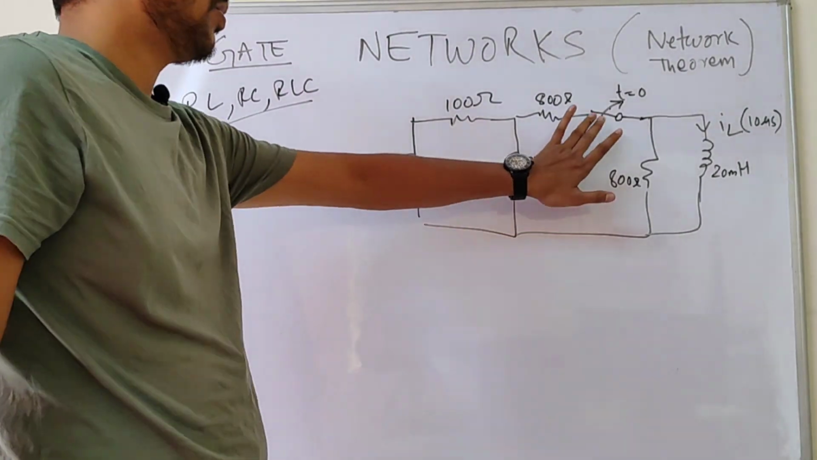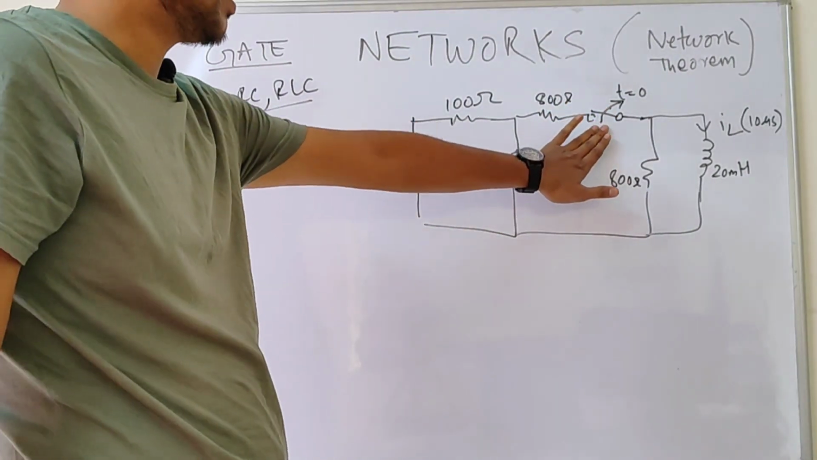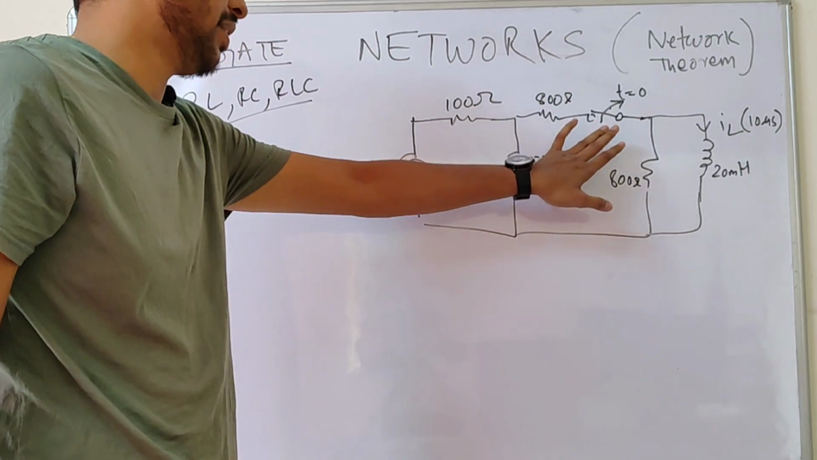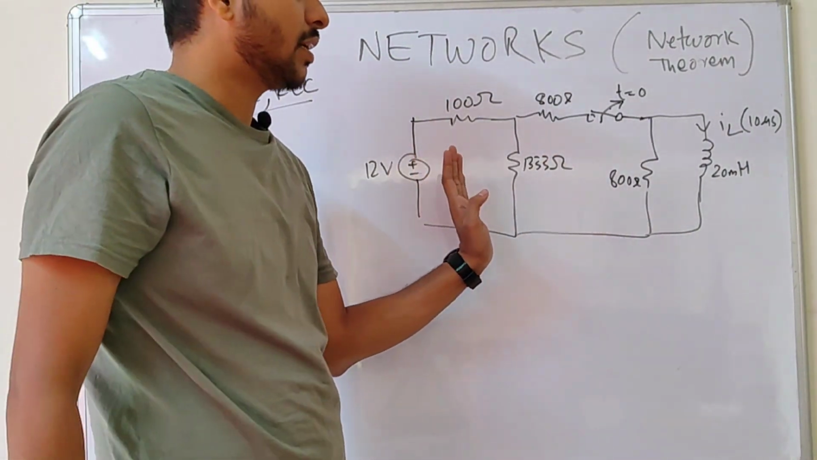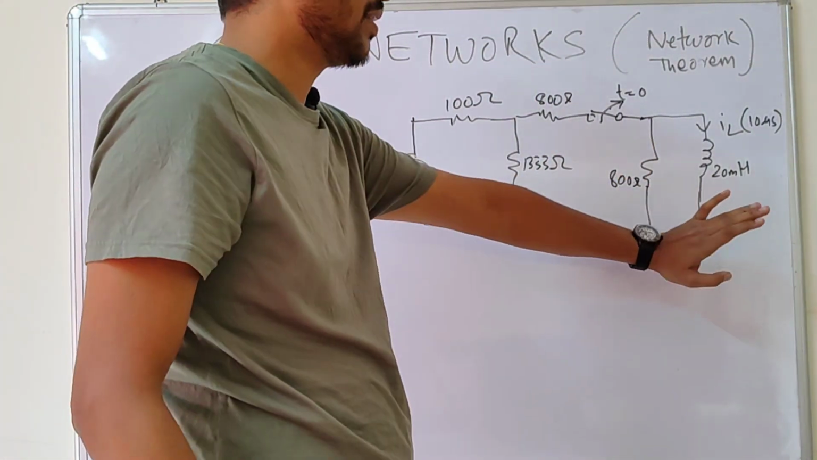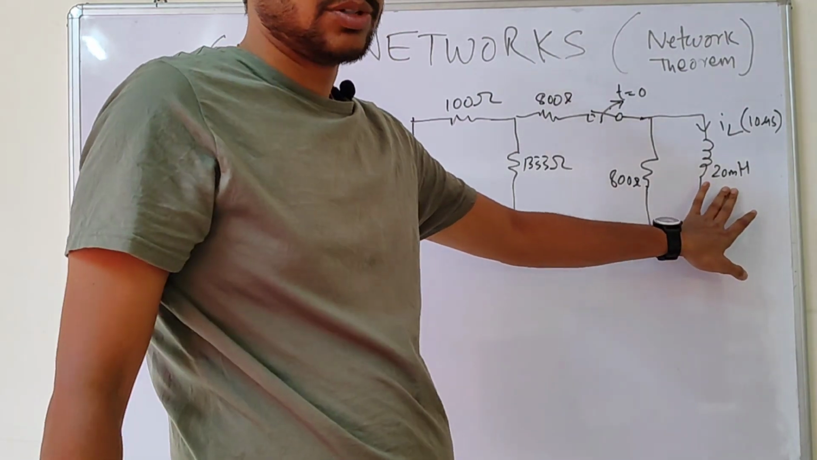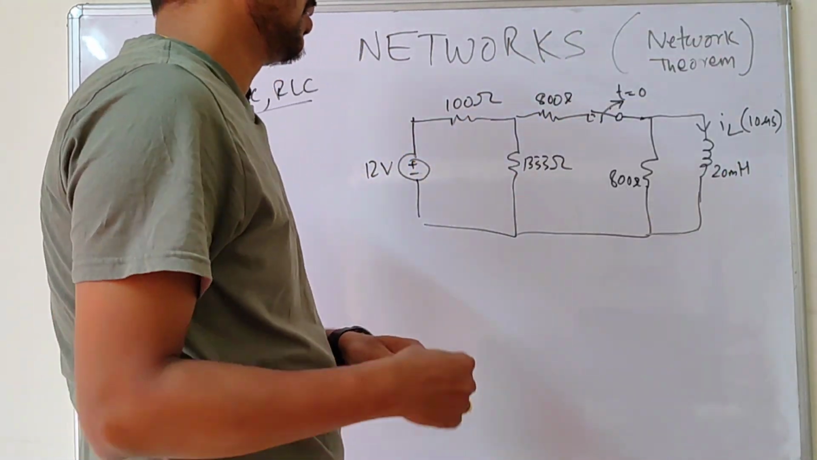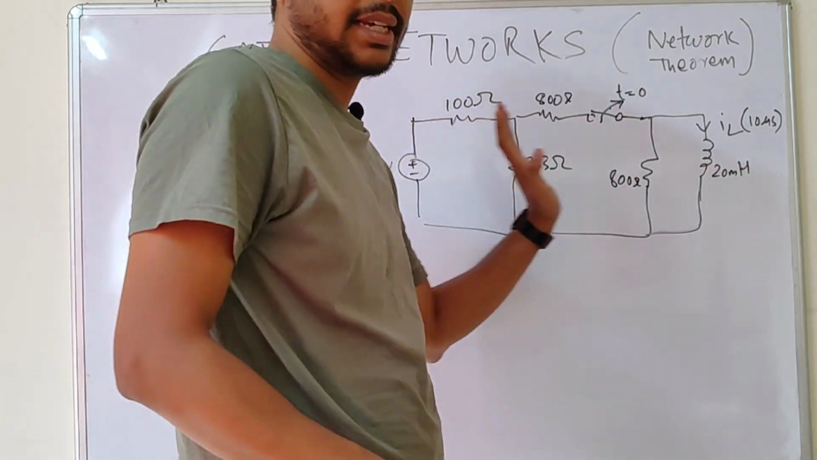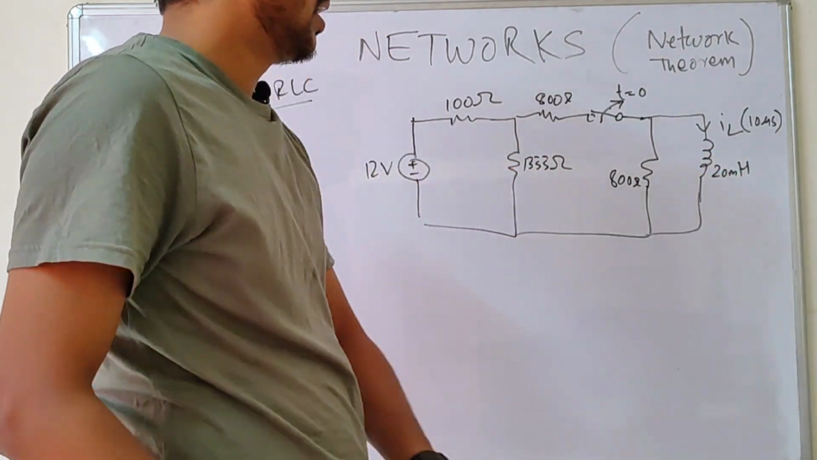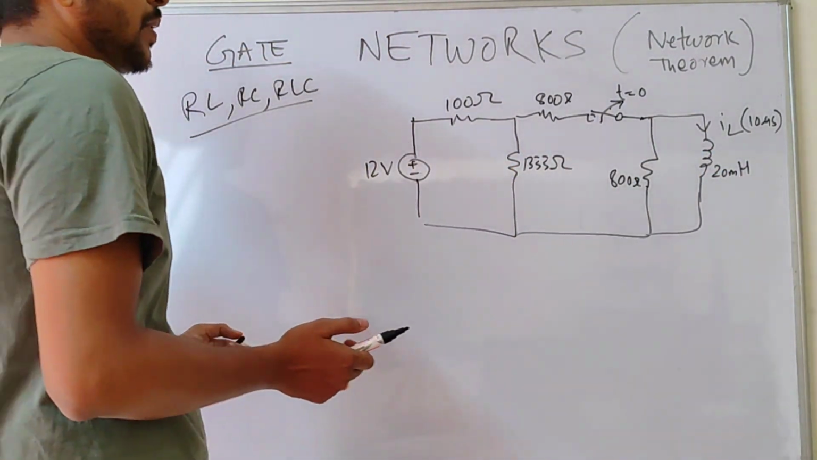So when they're saying that this switch was connected for a long time, what does it mean? It means that the circuit has reached a steady state. Whenever there is a capacitor or inductor, it takes some time to reach steady state because it charges to that point. So when they say it's a long time, that means that it has reached a steady state.